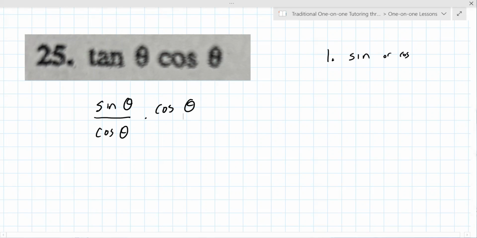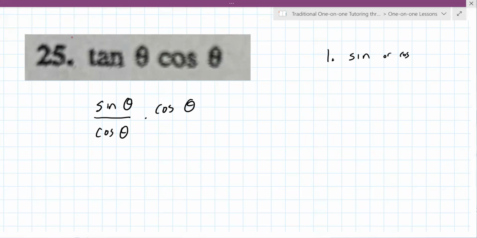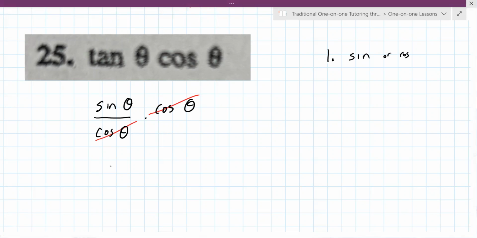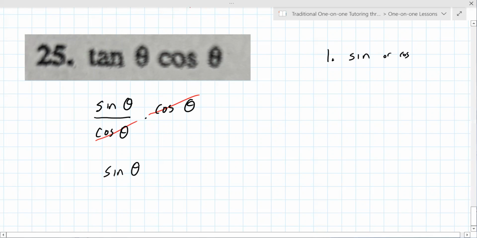The cosines. Yeah, they cancel. So you can cross them out. Cross out, cross out. And what are you left with? Just the sine theta. So that's where you kind of start. You always look for what can I change everything into: sine, cosine, things like that.